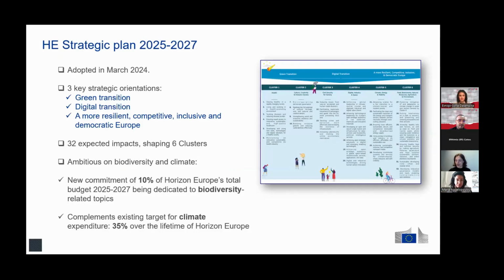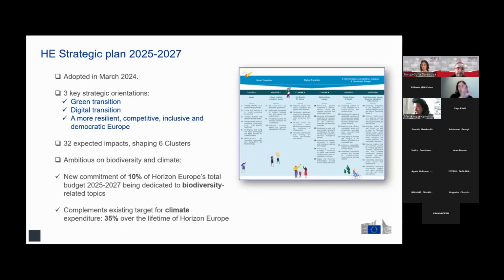So if we take a step back, what is behind the work program 26-27 of Horizon Europe, which is the last work program of Horizon Europe before we move to FP10, is the strategic plan of 25-27, which has set 3 key strategic orientations: the green transition, the digital transition, and a more resilient, competitive, inclusive, and democratic Europe. And these strategic orientations are shaping the 6 clusters that compose Horizon Europe, and also 32 expected impacts.